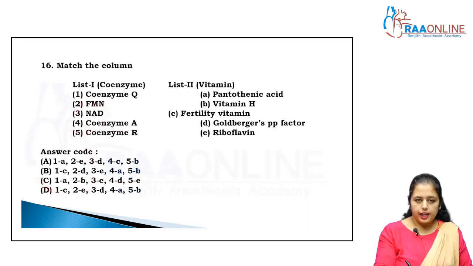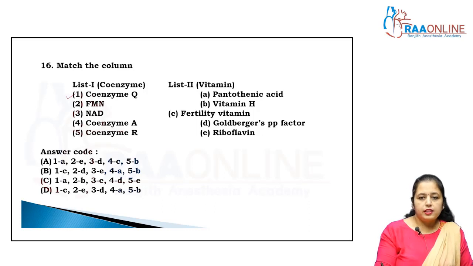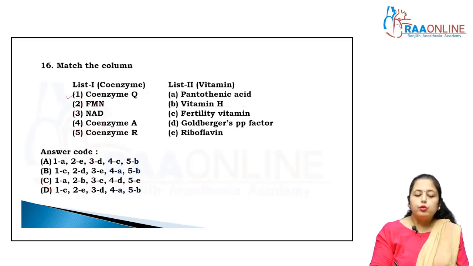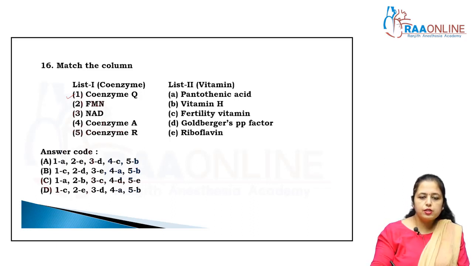Match the column. These are the coenzymes and these are the related vitamins. Coenzyme Q is also known as the fertility vitamin, that is vitamin A, sorry, vitamin E. So 1 is there. FMN, flavin mononucleotide, is related with riboflavin, vitamin B2. So 2E.